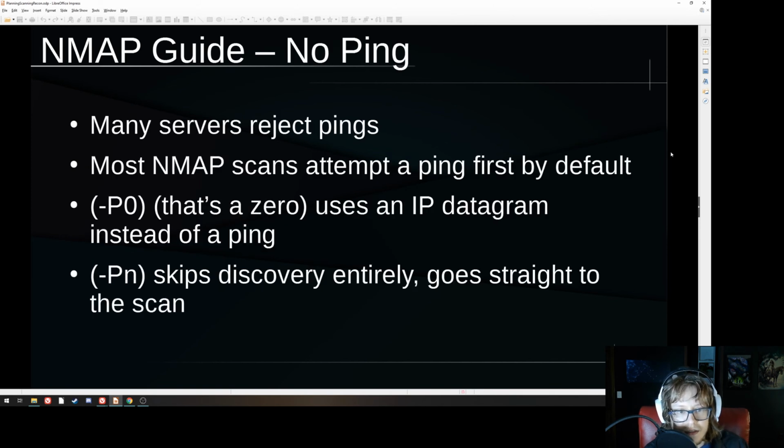All right, we've covered everything we need to cover, and that's going to be probably it for today. Next time we'll look at some of the other options. We've got our -P0 to use an IP datagram instead of a ping to see if a server's online. Our -PN skips ping and goes straight to the scan, so it scans regardless of whether the server responds to ping or not. You're probably not going to have to use these on the exam, so just be familiar with the basic scans for TCP and UDP.